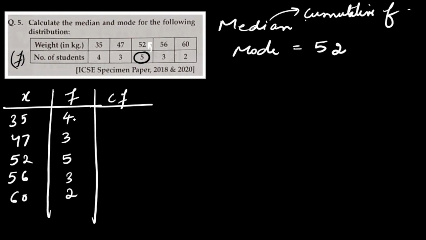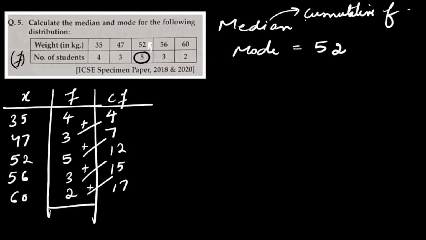So cumulative frequency, how to find? The first one we will write as it is. Then in this way we add: 3 plus 4 is 7, 7 plus 5 is 12, 12 plus 3 is 15, 15 plus 2 is 17. So the total of the frequencies is also 17.